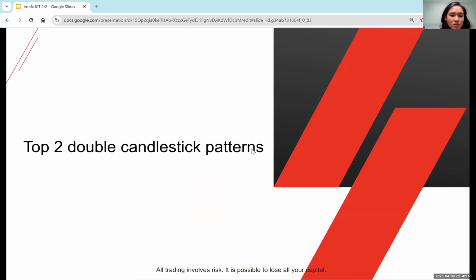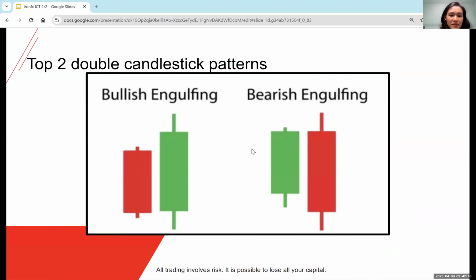So next, let's talk about the top two double candlestick patterns. We have bullish engulfing, bearish engulfing. So, okay, I have a question in the chat.